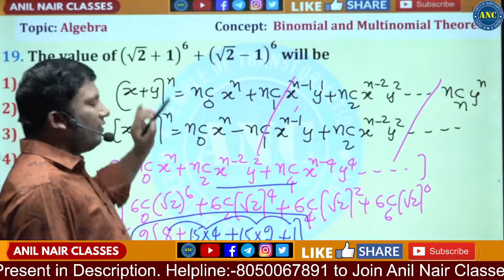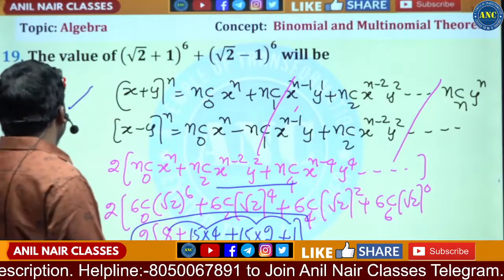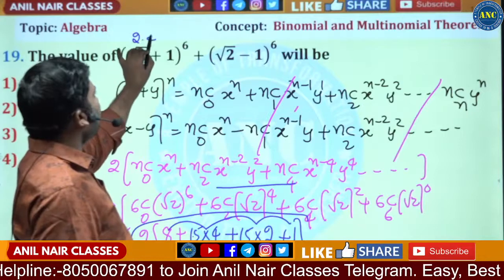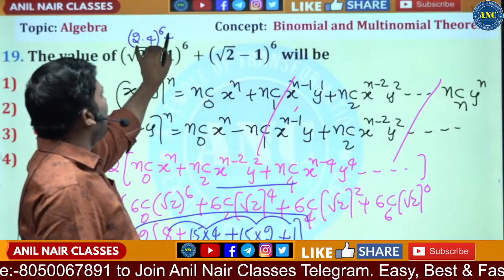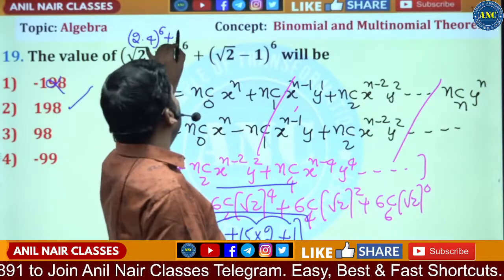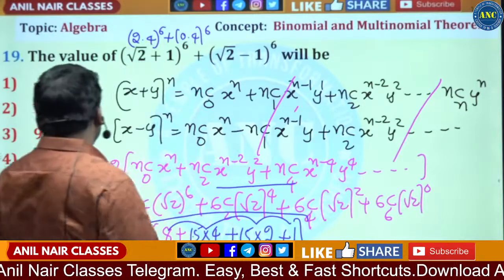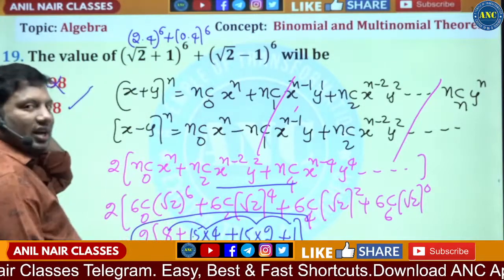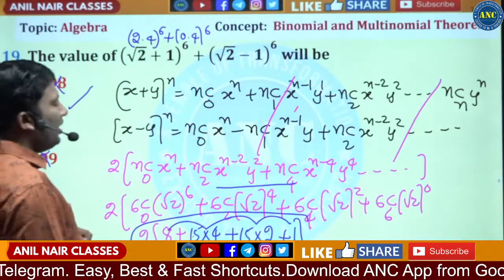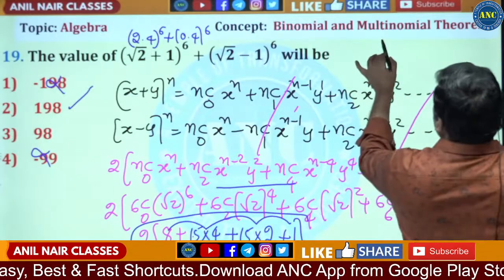What is the value of (root 2 plus 1) power 6 plus (root 2 minus 1) power 6? It cannot be negative. Why? Because root 2 is 1.4, so 2.4 power 6, and 1.4 minus 1 is 0.4 power 6. Both are positive. How can it be negative? Minus 99 is eliminated here. Minus 198 is eliminated. Can it be 98?